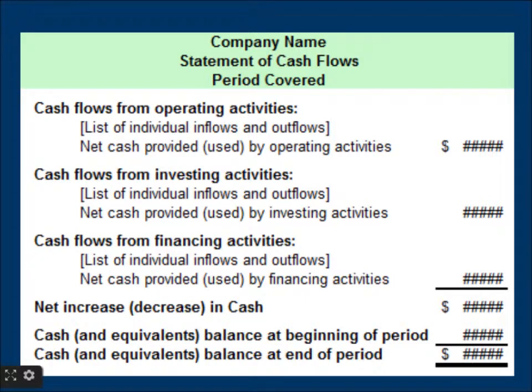This is an example of a statement of cash flow. Cash flow statement is always given in three kinds: cash flows from operating activities, cash flow from investing activities, and cash flow from financing activities. In each of them, we list the individual inflows and outflows, and then compute the net cash provided or used by that kind of activities. At the end we calculate the net increase or decrease in the cash. Then, taking the cash and cash equivalent balance at the beginning of the period and adding or deducting this value, we get the cash and equivalent balance at the end of the period.